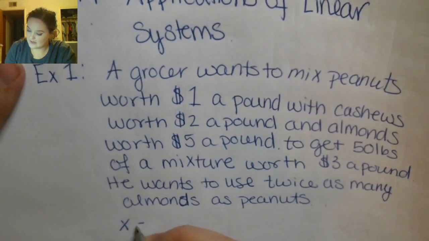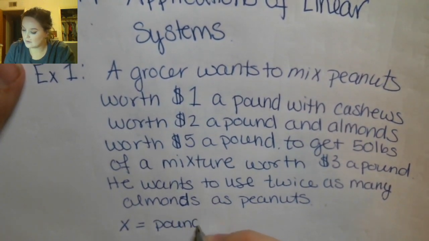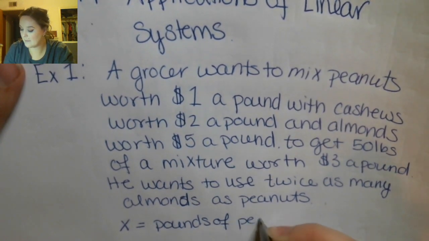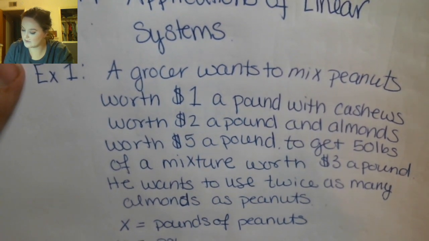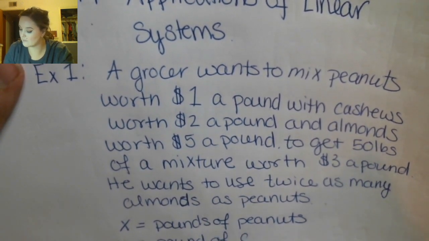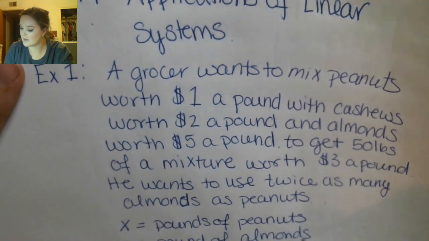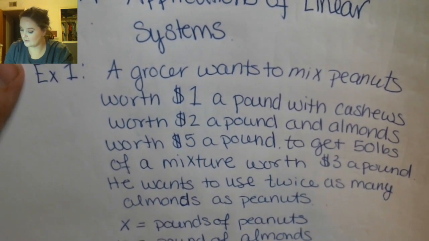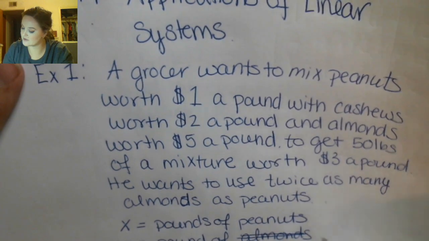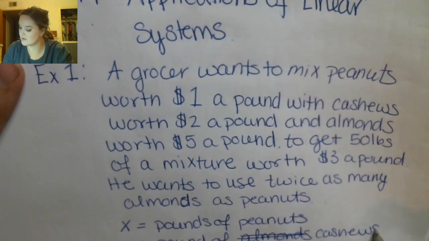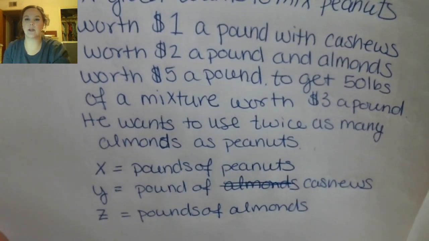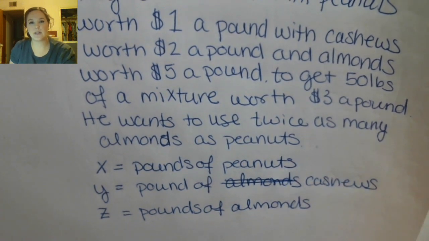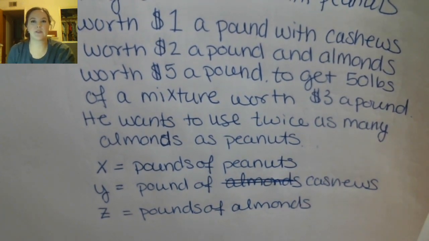Okay, so we're going to let x be the pounds of peanuts. We're going to let y be pounds of almonds. Okay, and we're going to let z be pounds of, I should do cashews just to be in order. So this is cashews and this is almonds. Okay, just to align with what's in the question. It is super important that you outline your variables for me so that I can tell what you're doing.